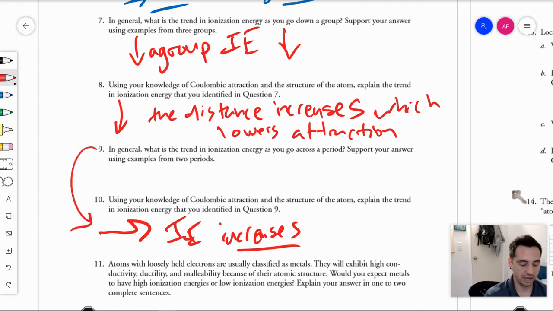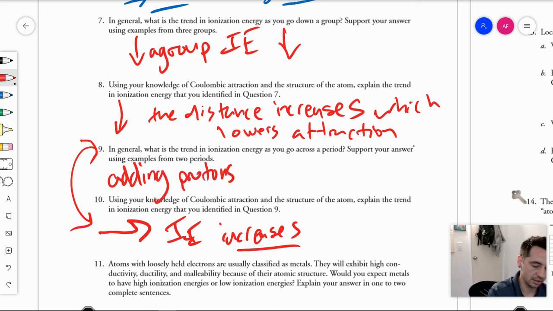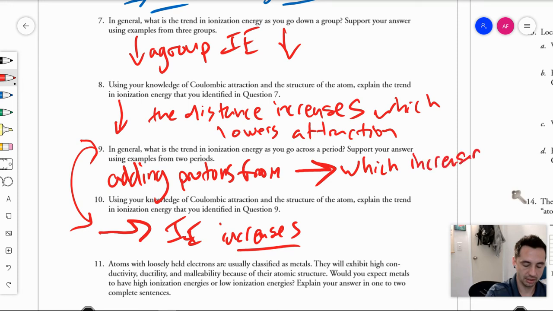Okay, why does that happen? Why? Because as we move from left to right, are we changing the distance at all? No, we're not adding energy levels, but what are we adding? We're adding protons from left to right, which increases attraction. That's simple. Increasing number of protons, increasing attraction.